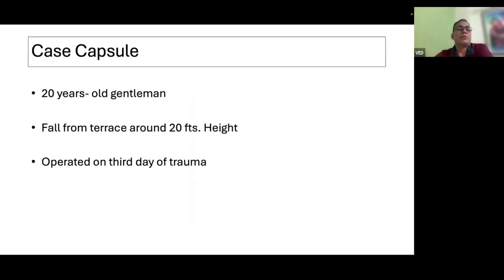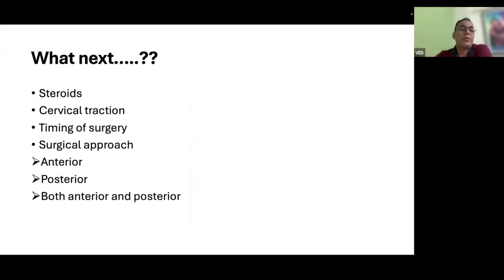A simple case capsule: a 20-year-old gentleman who fell from a terrace about 20 feet in height. We operated on him on the third day of the trauma. When he came to our ED, what were the options? Steroid, which we have already discussed, has a controversial role. Cervical traction, yes, the boy was conscious and oriented, so we can put cervical traction.